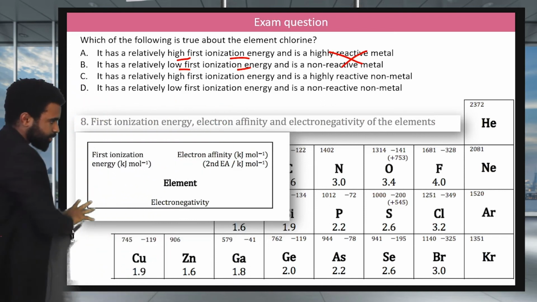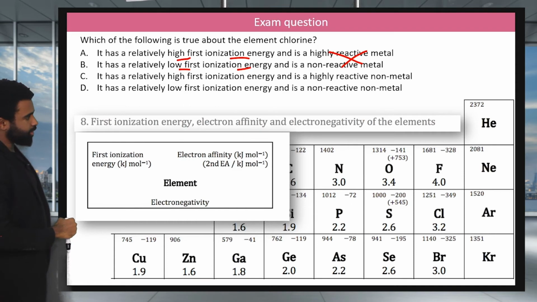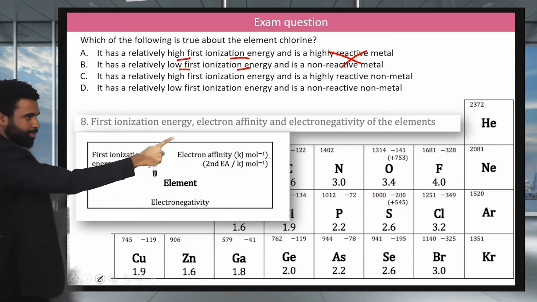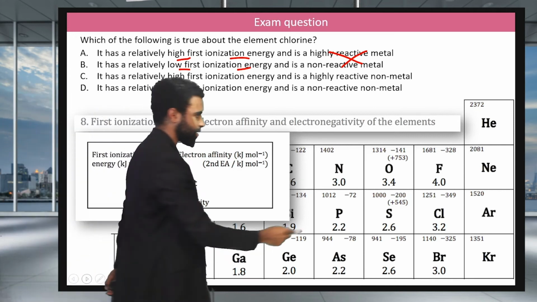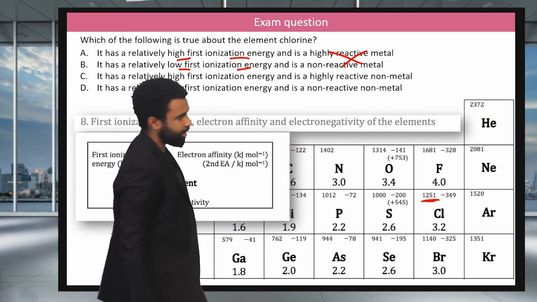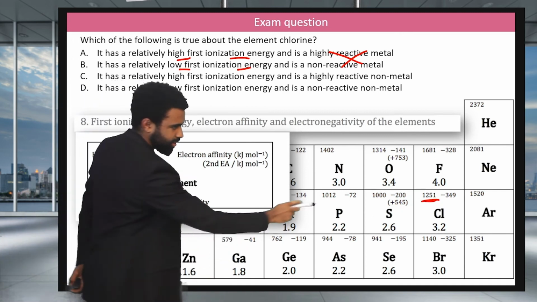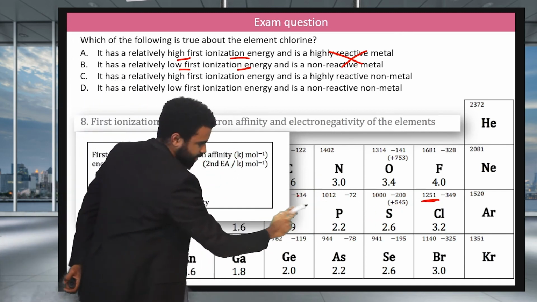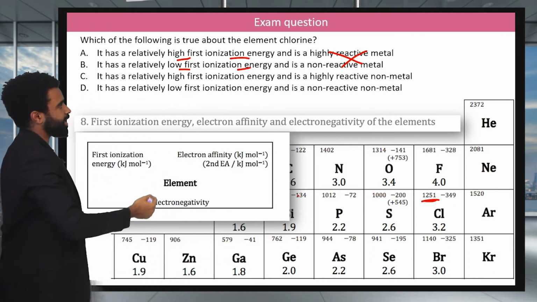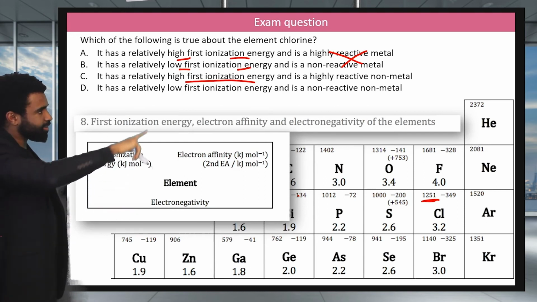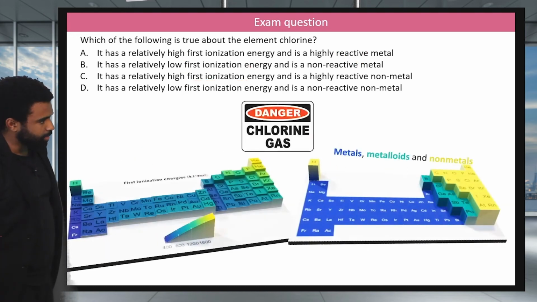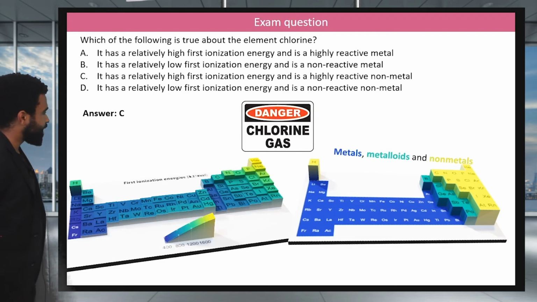Well, you can look at your data booklet. So I've given you a section here of the data booklet, section 8. At the top left, you can see the first IE of each element. And we can see that chlorine here has a 1251 kilojoules per mole first IE. And you can see relative to many of the other ones here, most of these here and everything here, that's relatively high. So it has a relatively high first IE. And that makes it a highly reactive non-metal. So our answer there should be C. And there, I guess, is a clue that I should have given you before I gave you the answer. But there's your clue, and there's your answer of C.